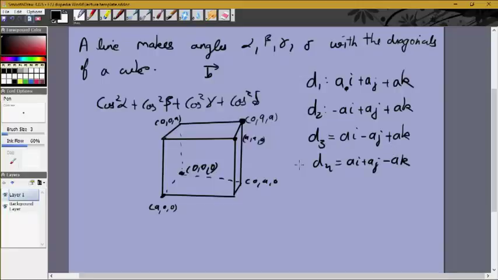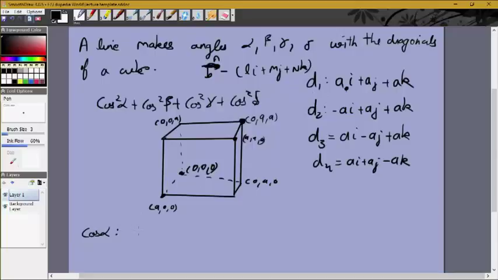So now we can just calculate the angles. Let's say b has the direction cosines l, m, n. So it is l i plus m j plus n k, where l squared plus m squared plus n squared is 1. So this is not the b vector, this is the b unit vector. So what is cos alpha? Cos of the angle between this line and D1. So D1 dot this divided by mod this mod D1.